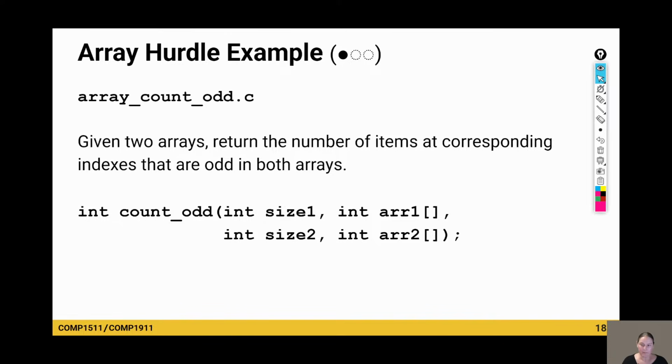Okay, now here's another one, array count. This is counting arrays and seeing whether they're odd, again the corresponding values. So this is very similar to what we just did with the linked lists, where you're processing each array at the same time and you're checking whether the values in the corresponding locations are odd. So I might leave that one for you to try.